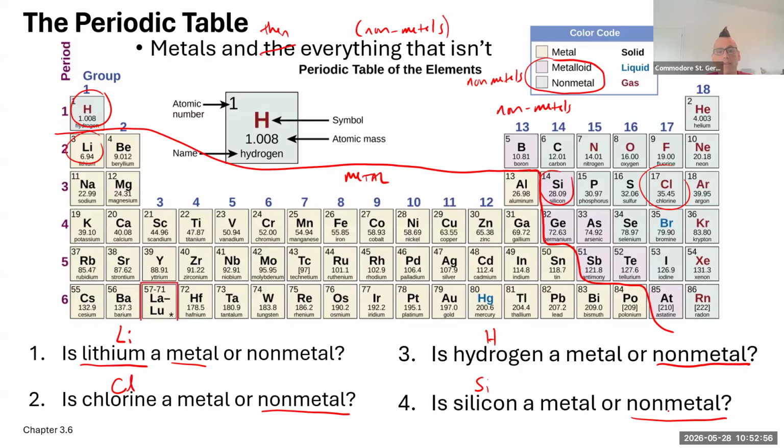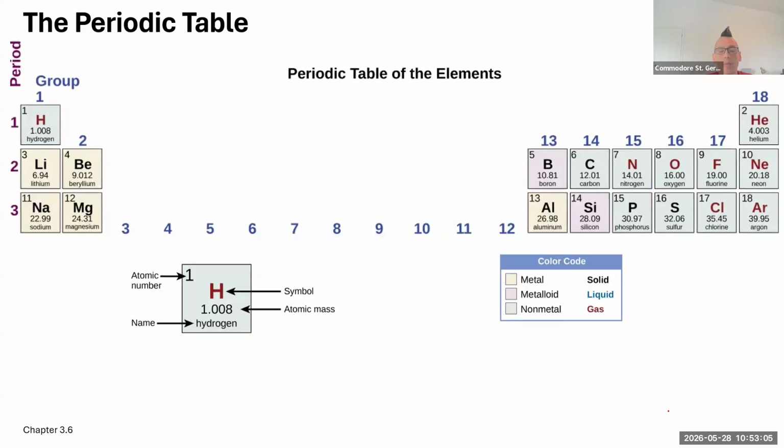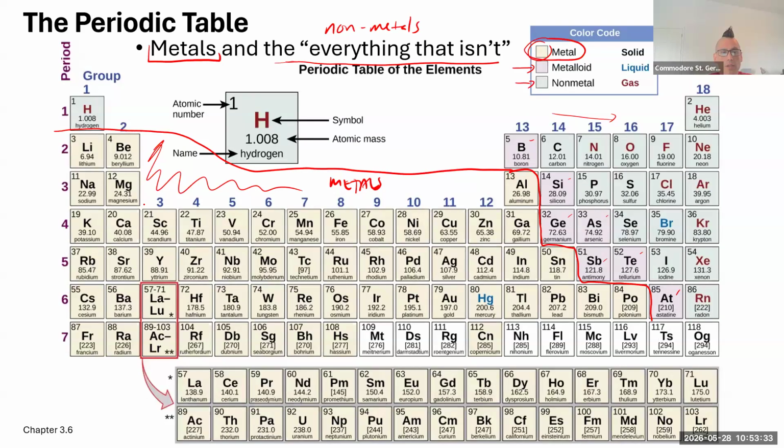All right, let's continue here. So we know metals versus everything else, or metals versus non-metals. And we're going to use the first three rows. So again, these columns are groups. We have 1, 2, 3, 4, 5, 6, 7, 8, 9, 10, 11, 12. Down here are what are called the transition metals. I don't want to show them because we're not really going to use them, but that's these, 3 through 12. And this is the new style of numbering.